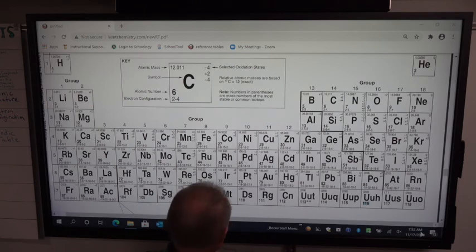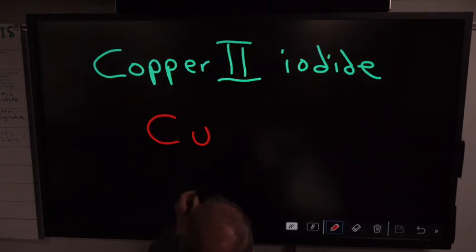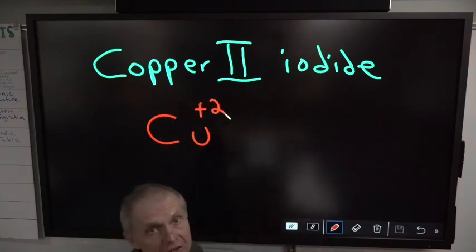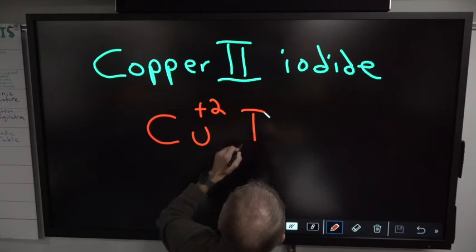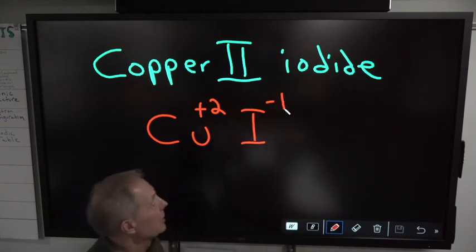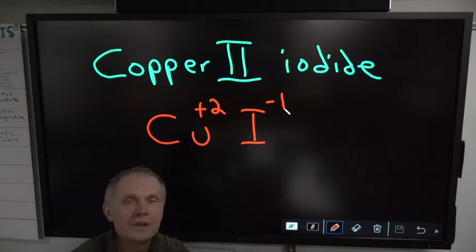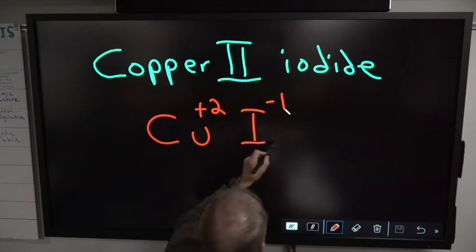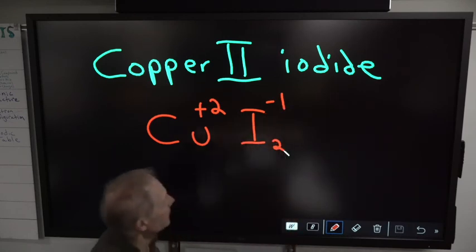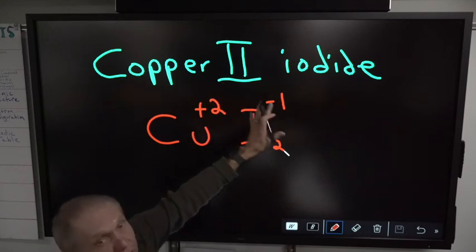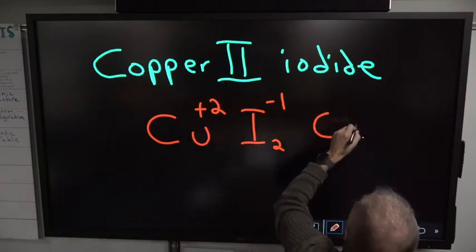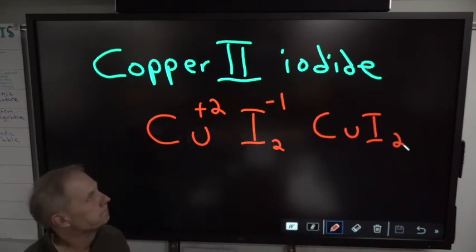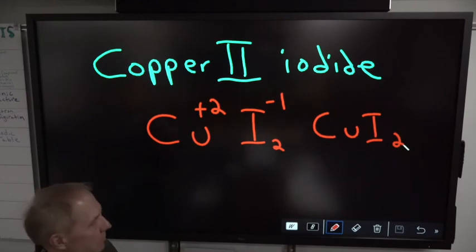Okay, so copper Roman numeral 2 will be copper plus 2. Iodine is in group 17. I minus 1 is its charge. Do those two equal 0? No. So all I have to do is crisscross. So that 2 goes here, and the 1 we already know is there. So the formula for copper Roman numeral 2 iodide is CuI2. Okay? We'll do one more.